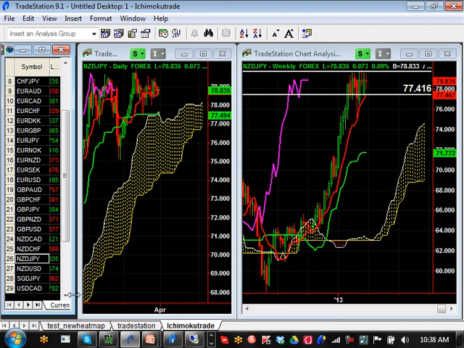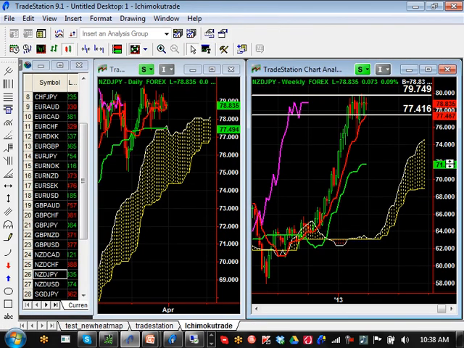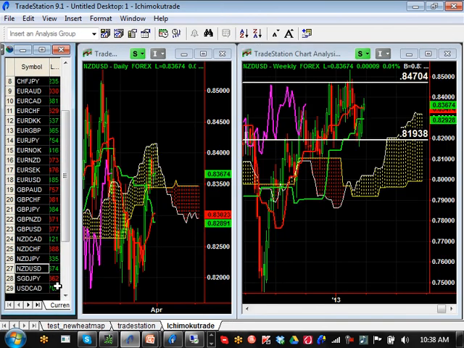New Zealand yen is trending on both the daily and weekly. Support on this one's going to be 77.41. Resistance is going to be 79.74. New Zealand USD is basically ranging between 81.93 and 84.70, and that's the range this thing's going in.